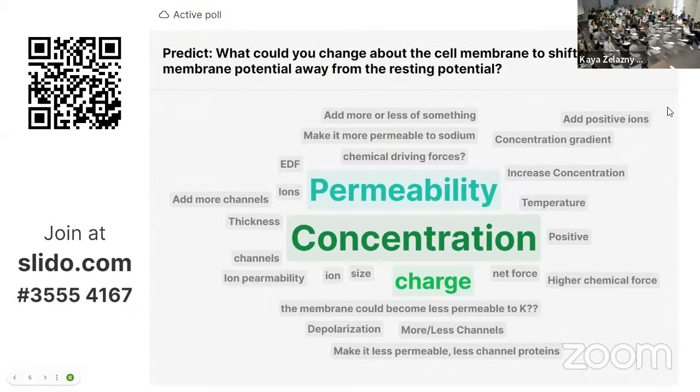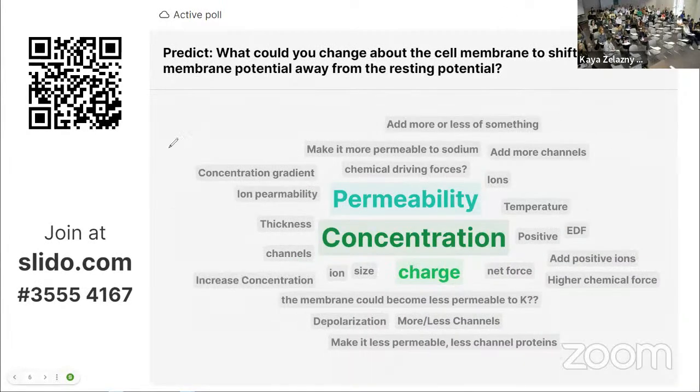Okay. Cool. All right, so we got a bunch of options. So what we can see is that our biggest ones here, I'm gonna say, are the concentration, the permeability, and the charge. Okay. So we're gonna think about our cell to think about these concepts. Okay. So we have our cell. You know, it's at -70. Okay.